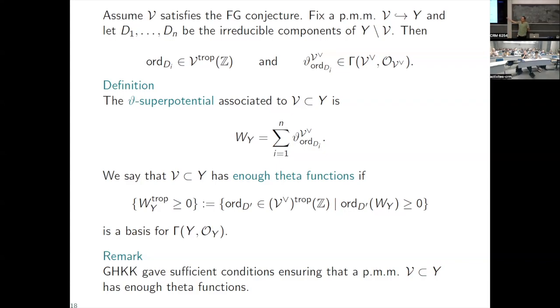So that's my main tool to start constructing subsets of my tropical space. I will say that my partial minimal model has enough theta functions if the set of points in the tropicalization parameterized by setting this superpotential, by tropicalizing this superpotential and making it bigger than or equal to 0, is a basis of functions on the compactification. And the remark is that GHK already gave sufficient conditions ensuring this property.